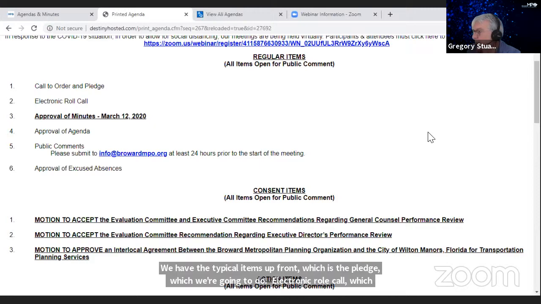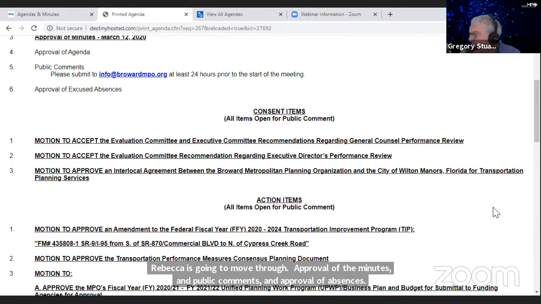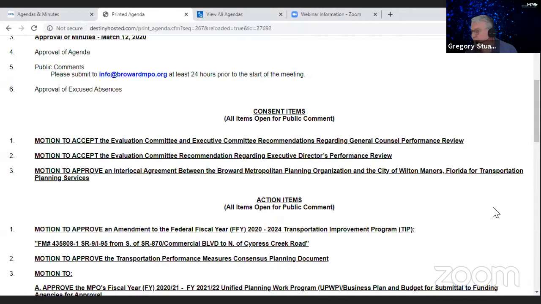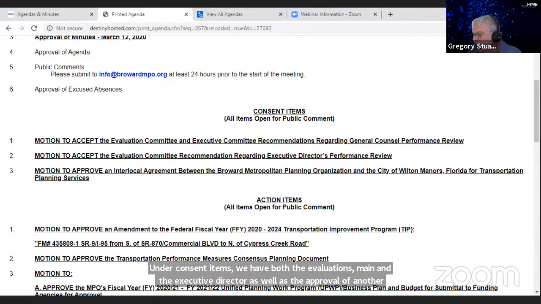Under consent items, we have both the evaluations, mine and the executive director's, as well as the approval of another interlocal agreement between Broward MPO and the City of Wilton Manors for transportation planning services. Sadly, this was the agreement signed by Mayor Justin Flippin. I did not have it printed out because I got caught up.